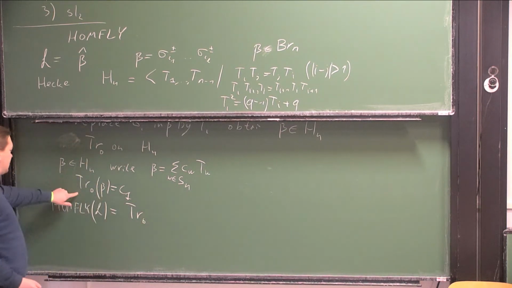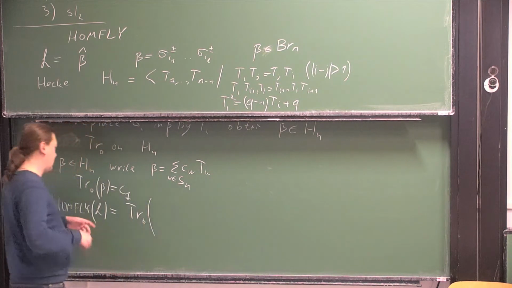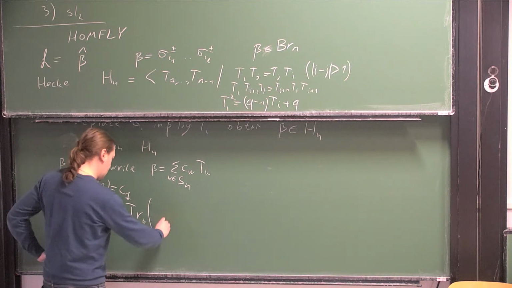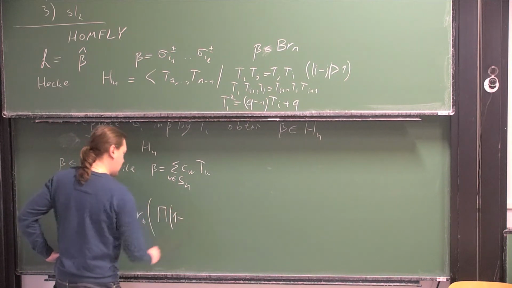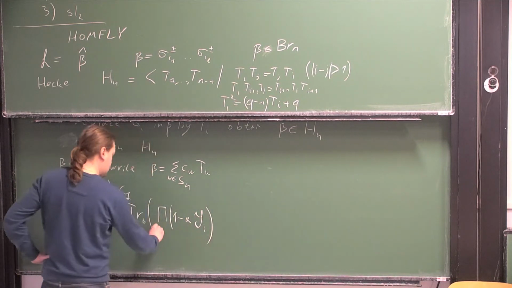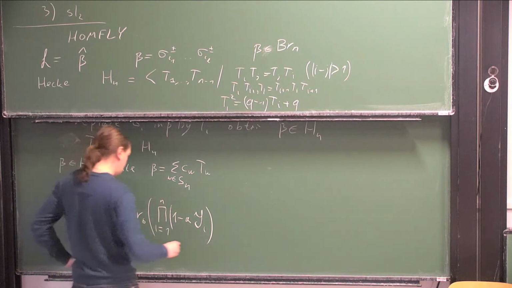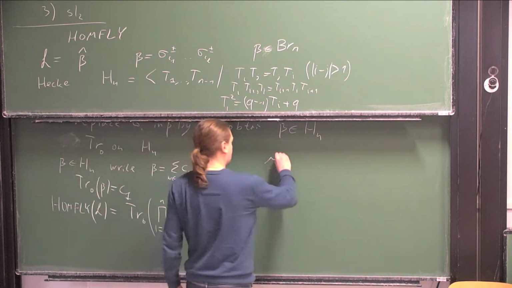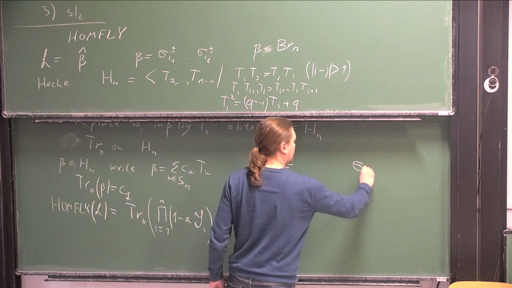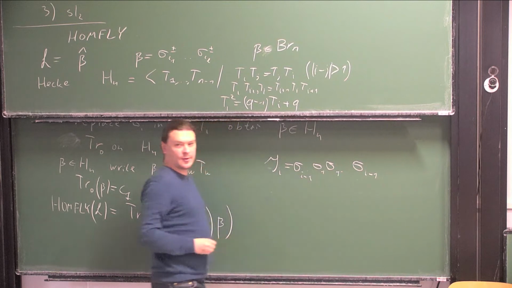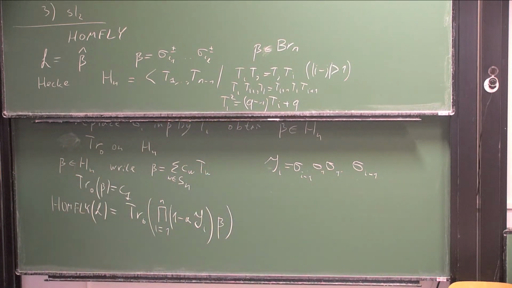You use this trace, but you can modify it by any central element to get another trace. And you do as follows: put here a product of 1 minus a times J_i, n times, and J_i is just the Jucys-Murphy element, so it's T_{i-1} through T_1. That's it.